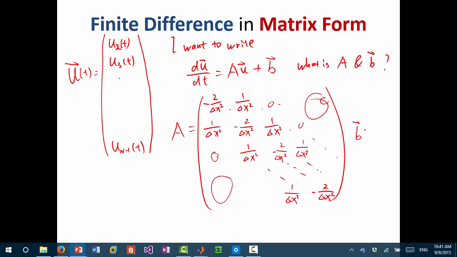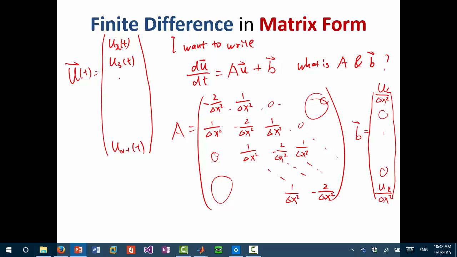What is B? Why do we have a B? Boundary conditions, exactly. So that means starting from the second row, B is going to be 0, and B is only non-zero for the first entry and the last entry. That compensates for the missing term here and the missing term here. What is the first entry? It's UL over delta x squared. The last entry is UR over delta x squared.